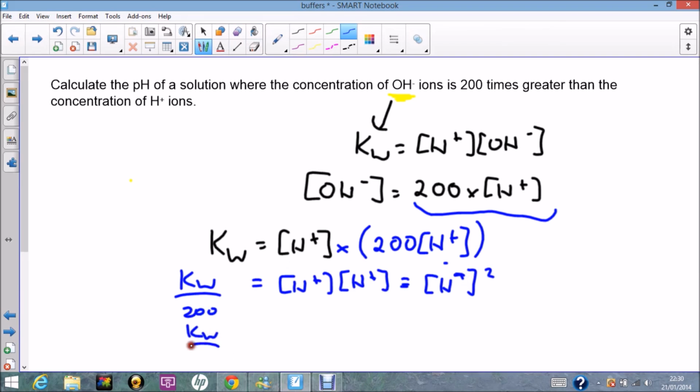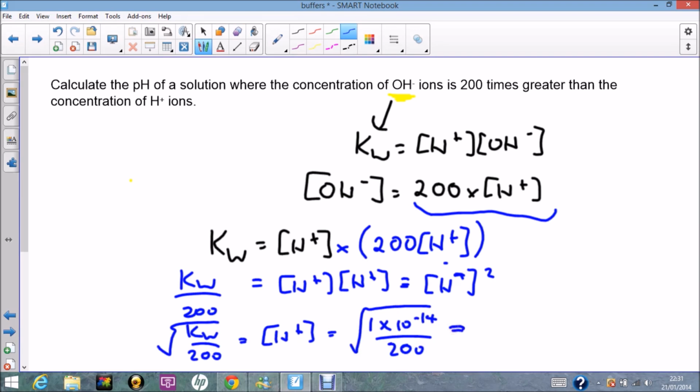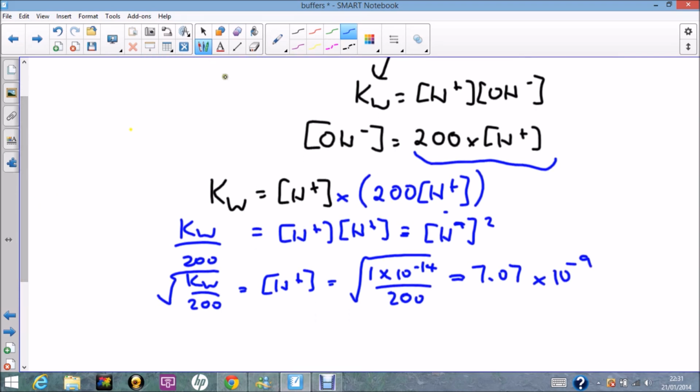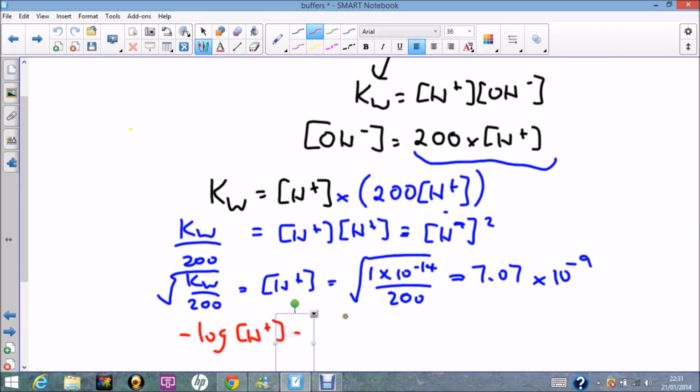And then if I say square root of that expression just gives me H plus. I'm going to put the numbers in. 1 times 10 to the minus 14 is Kw, remember that's on your data sheet, divided by 200 and square root that answer. Gives me 7.07 times 10 to the minus 9. Finally, if I've got the H plus concentration, I'm going to do minus log H plus, which gives me an answer of pH 8.15.